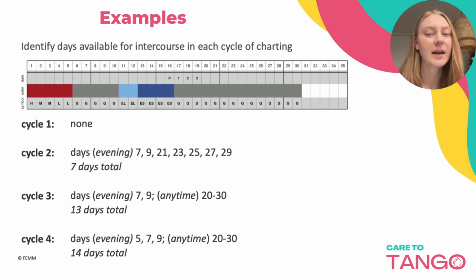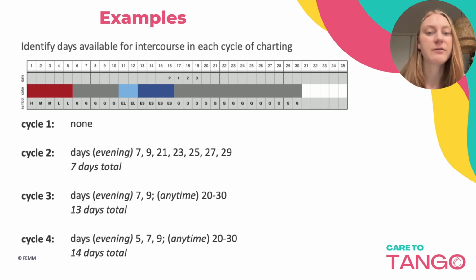27, and 29. For cycle 3, you could also include any time after your fertile window, so during your post-ovulatory phase, which would start on day 20. So you could use day 20 to day 30, and then also the evenings of alternative dry days in the first part of your cycle, so day 7 and 9. And then for fourth cycle instructions, you could also include those light days of menstruation, given you see no cervical mucus.